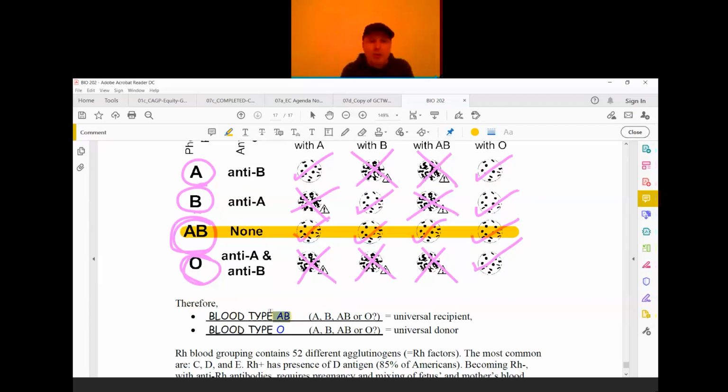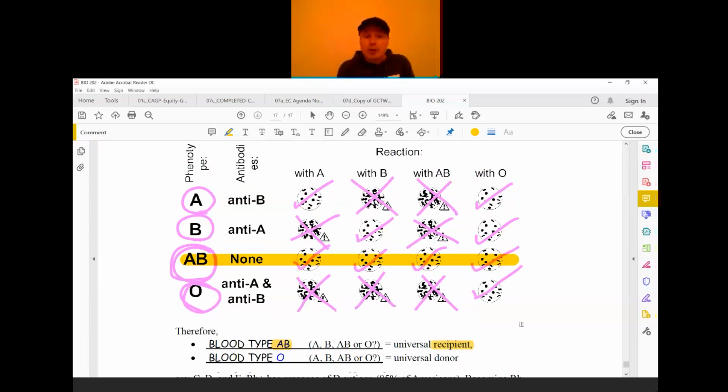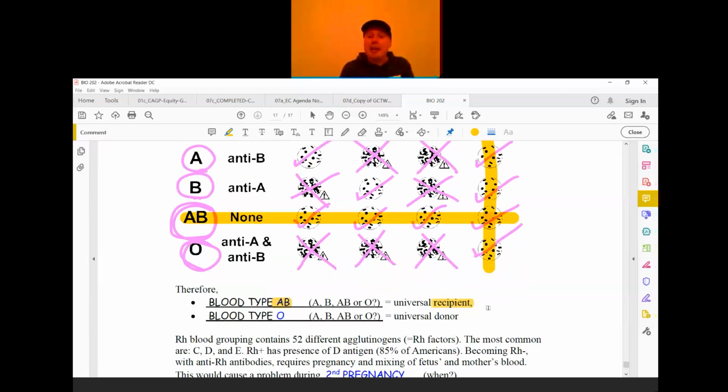So these individuals, AB type, are known as universal recipients because they can receive blood from anyone at all. And individuals who are blood type O can donate their blood to anyone at all. So anyone can receive blood from a donor whose blood type is O.